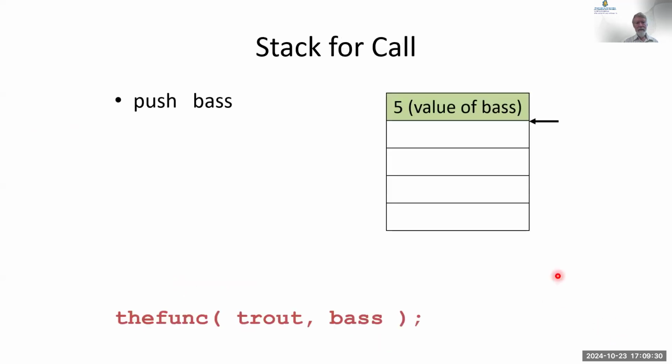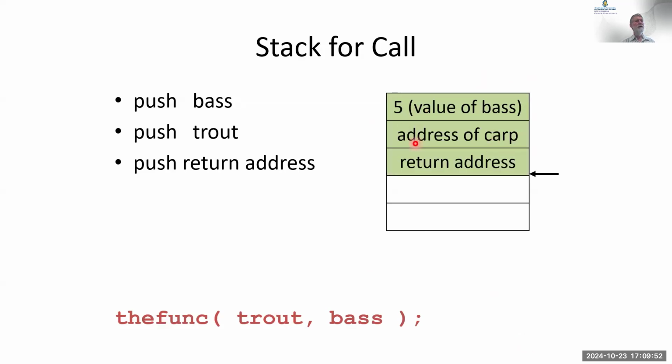We start with our stack pointer, which points to the next available location. The first thing it does is push bass, so it pushes the values from right to left. It pushes the value of bass, then the value of trout. Trout was a pointer containing the address of carp, so it puts the address of carp on there. And then it puts the return address. There's usually a call instruction in most machine language or assembly language, and the call instruction pushes the return address on the stack and jumps to the function.